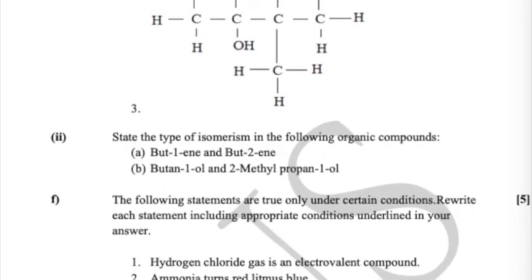Okay, who can do F? Because I didn't get F at all. Can I do F? Yeah, do F. Okay, so firstly, let me read the question. The following statements are true only under certain conditions. Rewrite each statement, including appropriate conditions underlined in your answer. Firstly, hydrogen chloride gas is an electrovalent compound. Hydrogen chloride gas ionizes when dissolved in water and displays properties of an electrovalent compound. It behaves as an electrolyte.